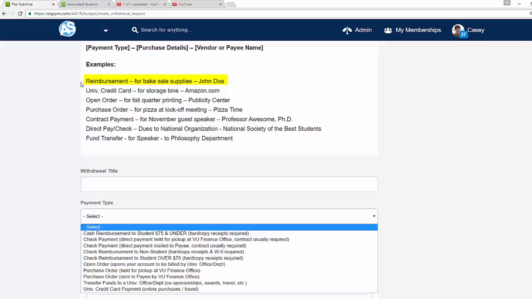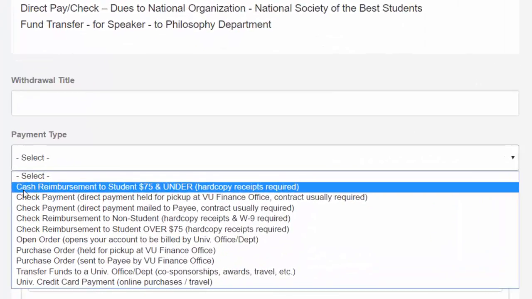Reimbursements can come in the form of cash or check, and they can go to students or non-students. The first here is cash reimbursements to students under $75, and that cash will be given out from our VU finance office up on the 5th floor of the Viking Union. You'll need to turn in hard copy receipts for any type of reimbursement. If your reimbursement request is over $75, that will come in the form of a check or as direct deposit if you have that set up with the university.